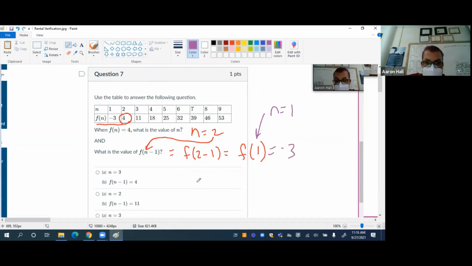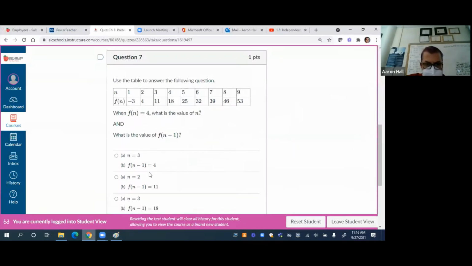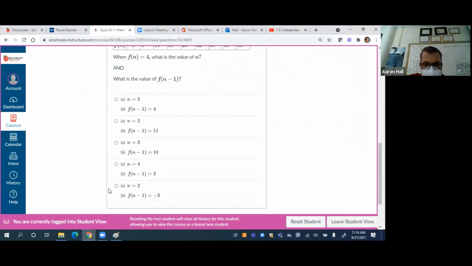So let's scroll down here. We have 2 and -3. Where's 2 and -3? Let's go back over here. 2 and -3, right there. The last one. It's the last one right here. Question. Yep.